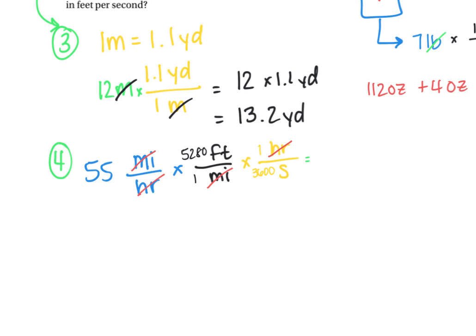Okay, moving on. So now we've got 55 is getting multiplied by 5,280, and that's feet on the top. And on the bottom, we've got 3,600 because it was just 1 hour per hour and per mile. So it was 1 and 1 and then 3,600, and that was seconds. So this is going to be equal to 55 times 5,280.